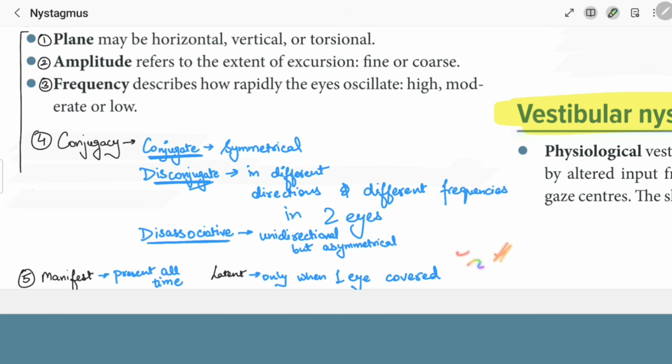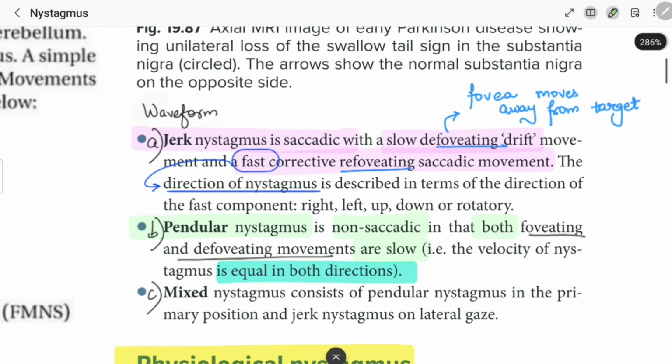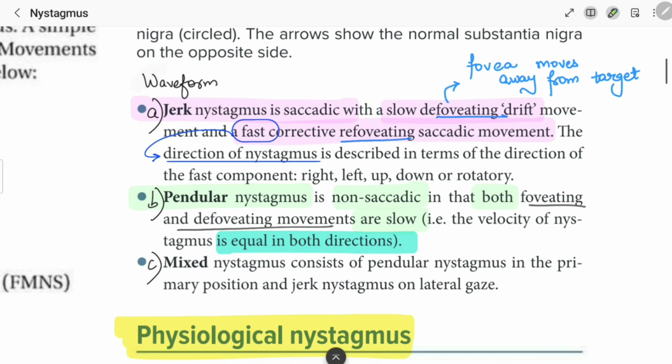When we cover one eye, the other eye will show nystagmus, and this is what we call latent nystagmus. Then we have a sixth property, and this is a very important property for classification, that is the waveform. So waveform can be jerk, or it can be pendular, or it can be mixed.